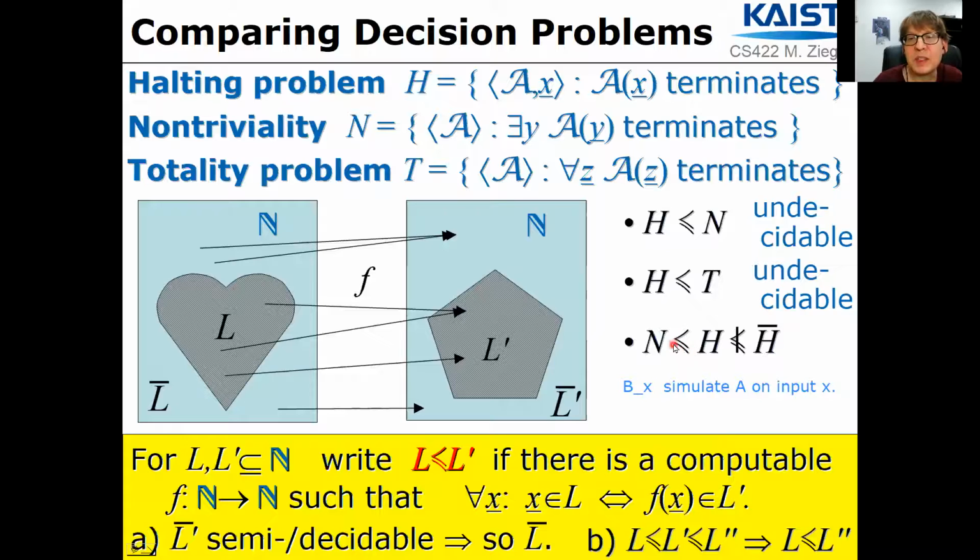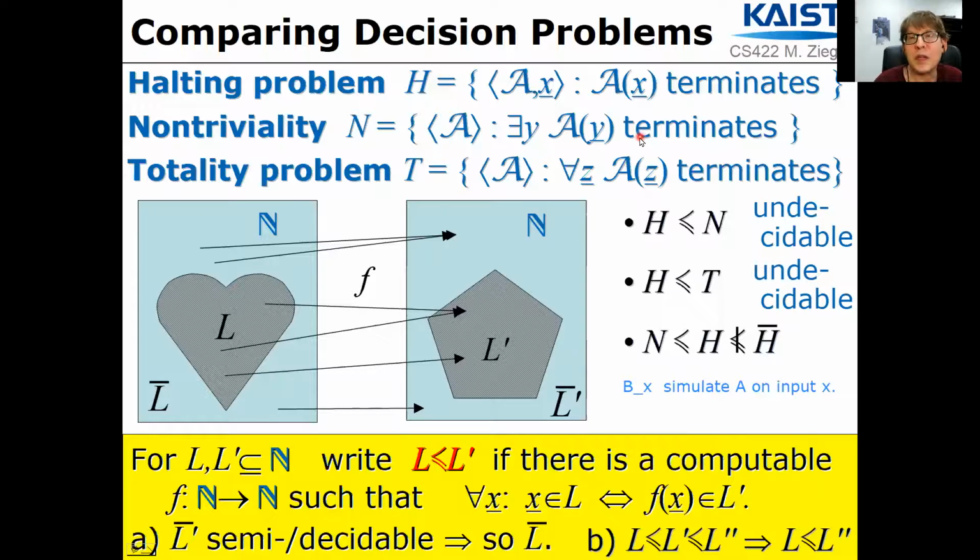Now, how does that reduction work? The reduction is basically a modification of this dovetailing argument. So for this reduction, we receive as input just an algorithm A, right? That's an instance of the non-triviality problem. And we wonder whether this algorithm terminates on any possible input, whether there exists an input.